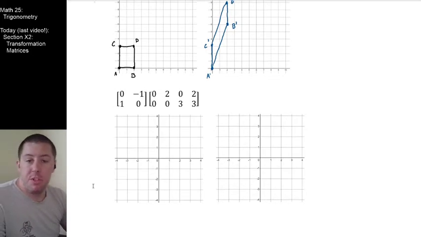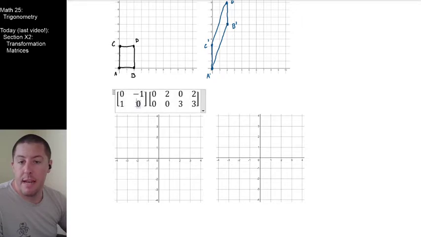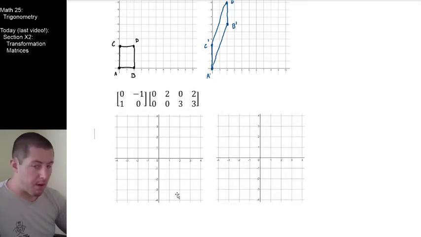As our final example, you should notice this one doesn't necessarily look like that shearing form. In fact, we have both zeros on the main diagonal right here, which is a little bit weird, right?